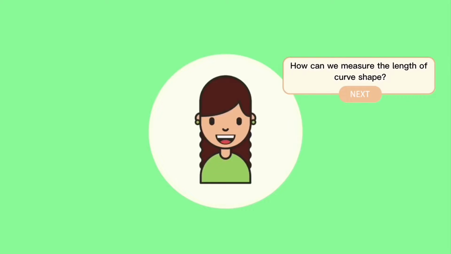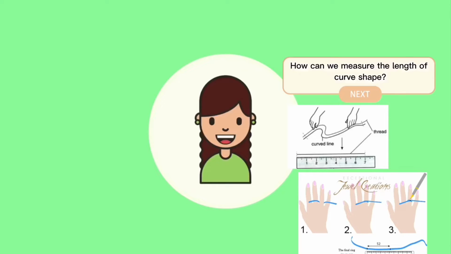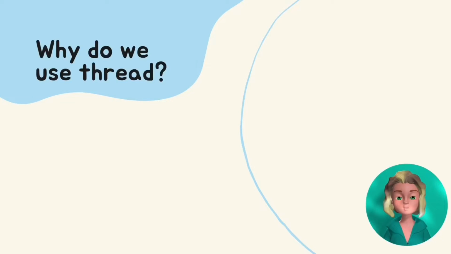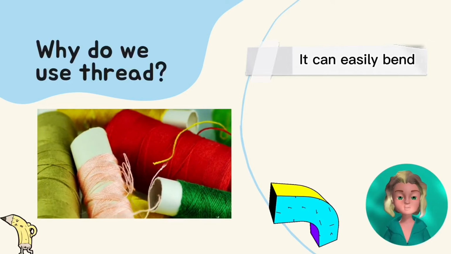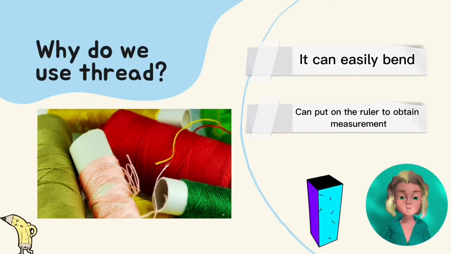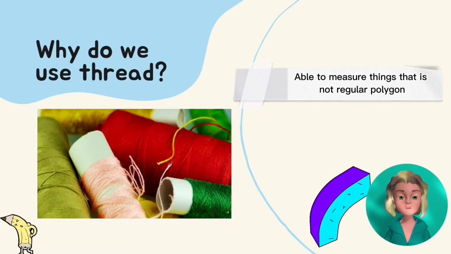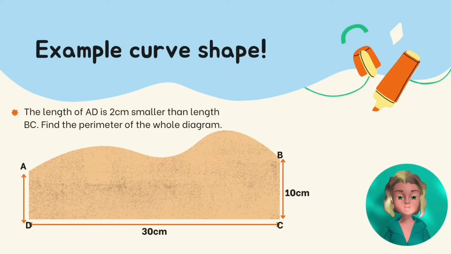But how can we measure the length of a curved shape? We can use a thread as a measurement tool to measure length. For example, we use thread to measure the diameter of our finger to find the size of a ring. Why do we use thread? This is because it can easily bend and we can put it on the ruler to obtain the measurement. And for your information, by using the thread, we can measure many things that are not regular polygons. Now, let's see how we are going to find the length using thread.